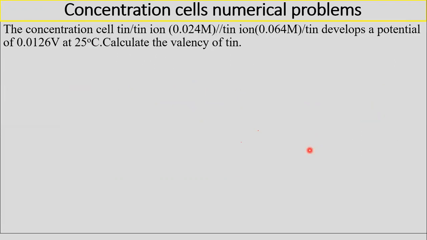Let's see one more problem where we have to calculate the valency. Let me read the problem. The concentration cell, tin ion having concentration of 0.024 molar is coupled with again tin ion having concentration of 0.064 molar, develops a potential of 0.0126 volt at the standard temperature 25 degrees Celsius. Calculate the valency of the tin. Hope you understood the question.